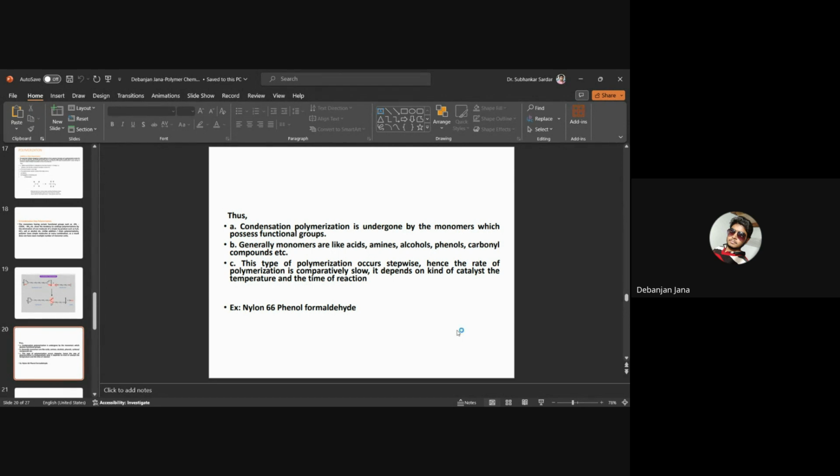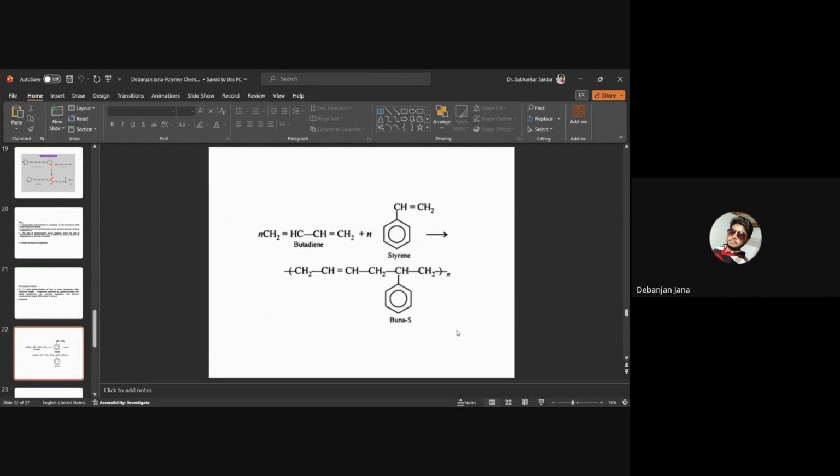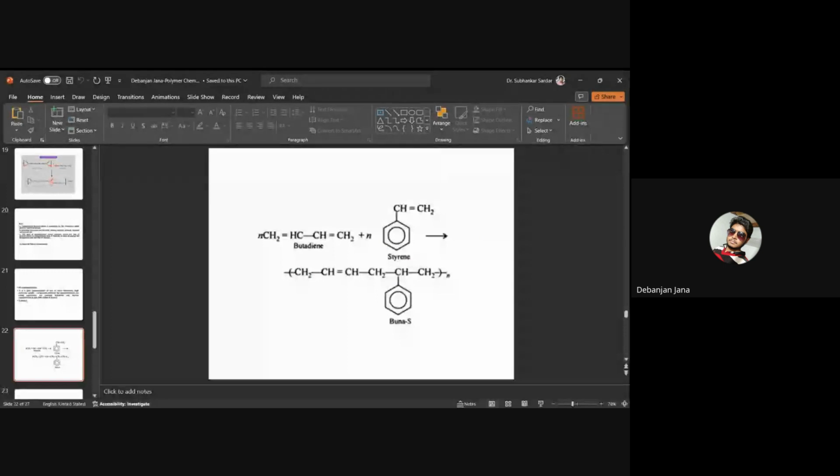Third, copolymerization. It is a joint polymerization of two or more monomers. High molecular weight compounds obtained by copolymerization are called copolymers. For example, butadiene and styrene copolymerize to give GRS rubber or Buna-S. And that is the structure, butadiene plus styrene, and the product Buna-S.